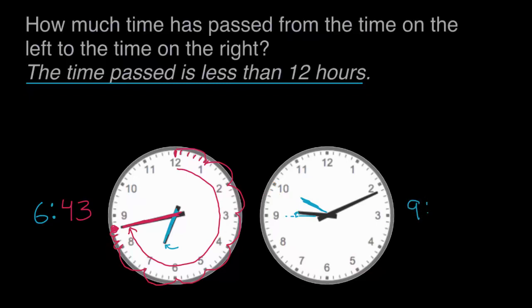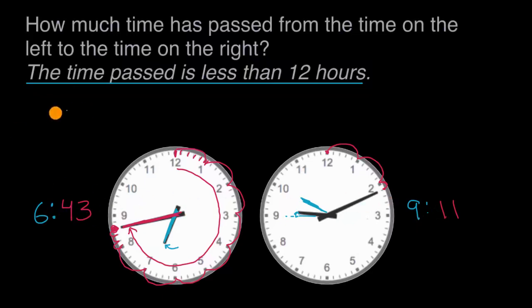And to figure out what that something is, once again, we start here. We can count by fives. 5 minutes, 10 minutes, and then we have one more. We get to 11 minutes. So it's 9:11. And they tell us that this is less than 12 hours apart. So it's not like 6:43 in one day, maybe at night, and then 9:11 the next morning. This is maybe the same morning or the same evening.